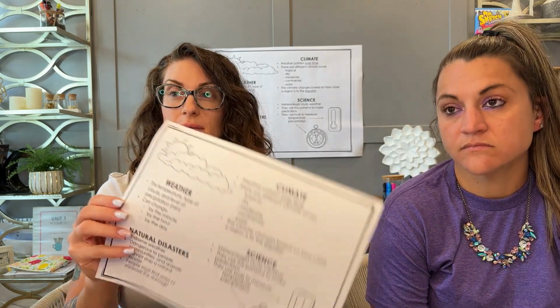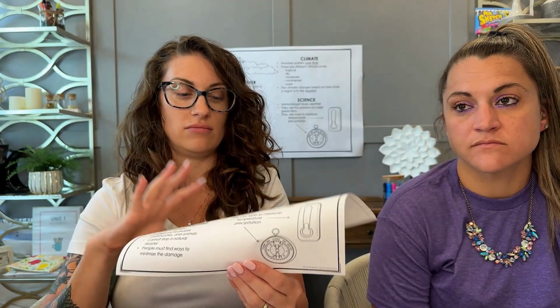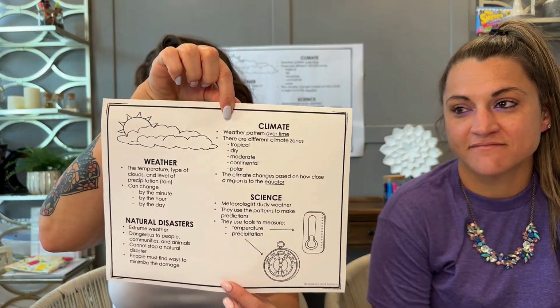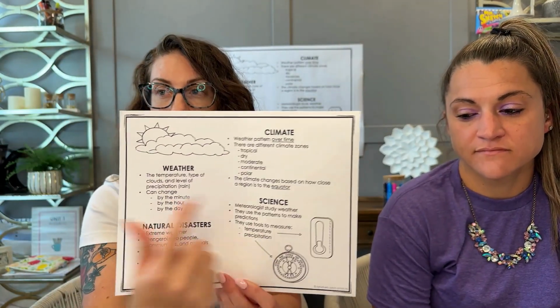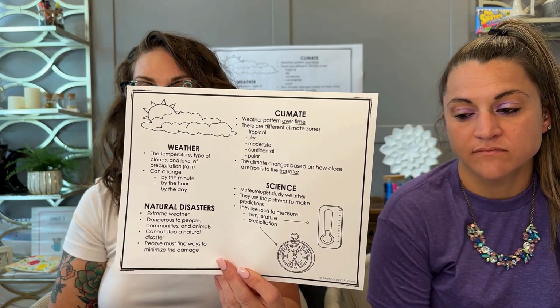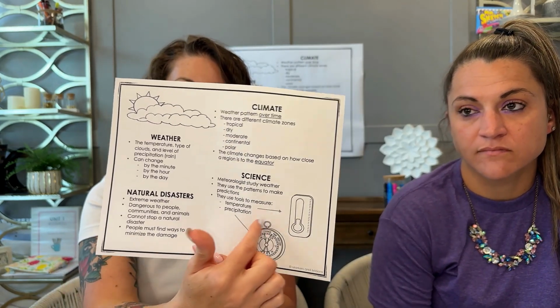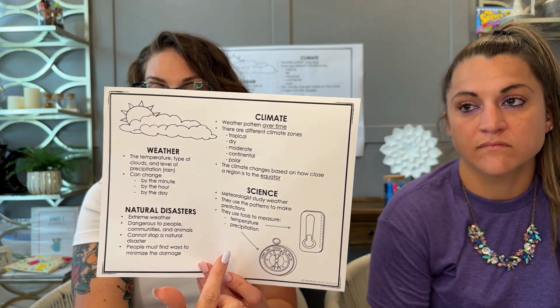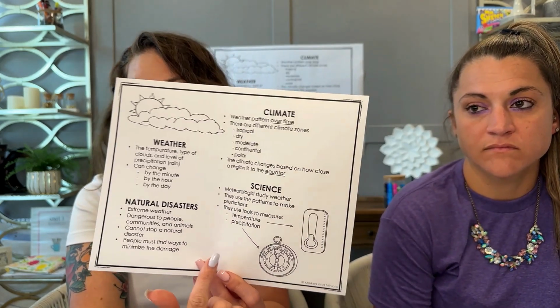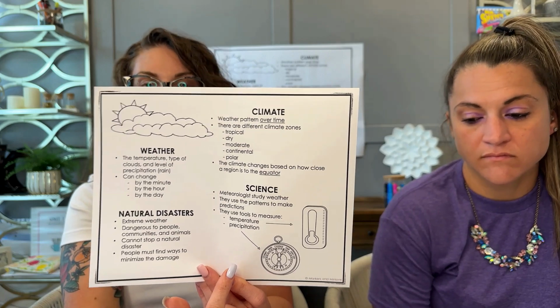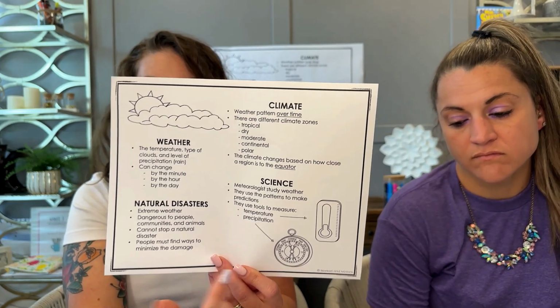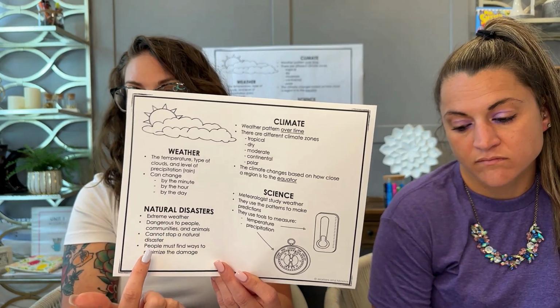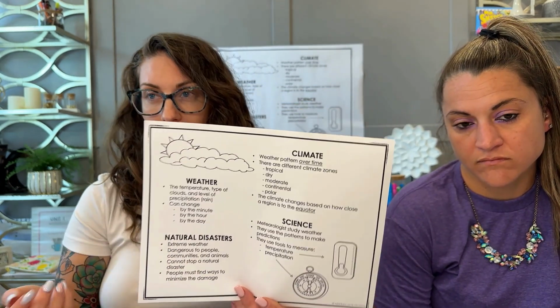And one of the big differences that we had to talk about was the difference between weather and climate. And so those were two of our big concepts. So they got their own separate little sections on my anchor chart so that we could differentiate between those. And then we also created a category for just science in general. So like the study of weather and the tools that we use and how you look at patterns and make predictions. And then also natural disasters. So how this goes hand in hand with the climates.